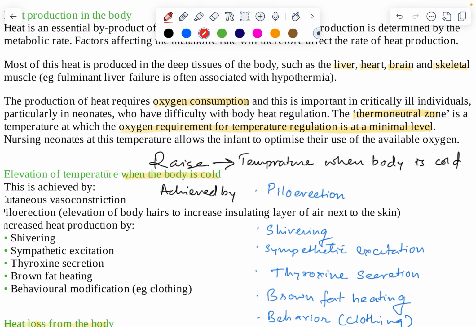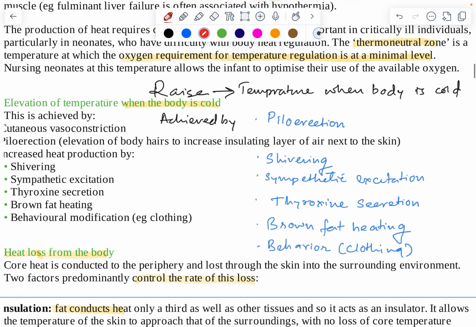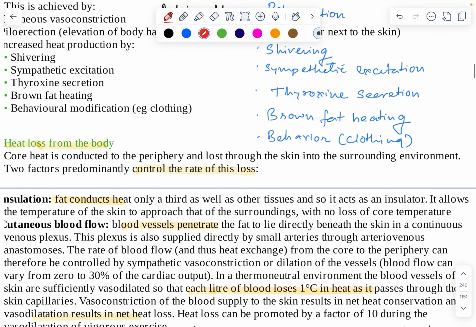Nursing neonates raise temperature when the body is cold. Elevation of temperature when the body is cold is achieved by cutaneous vasoconstriction. First is cutaneous piloerection. Body temperature is increased by production through shivering, sympathetic excitation, thyroid secretion, brown fat heating, and behavioral modification, clothing and all that.